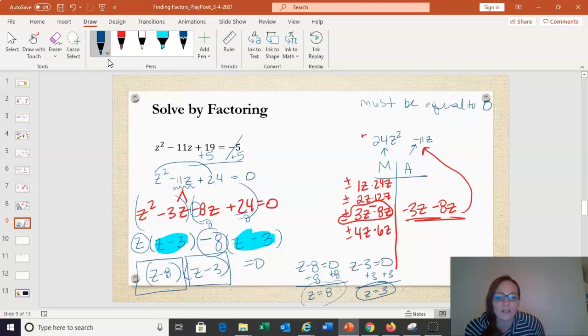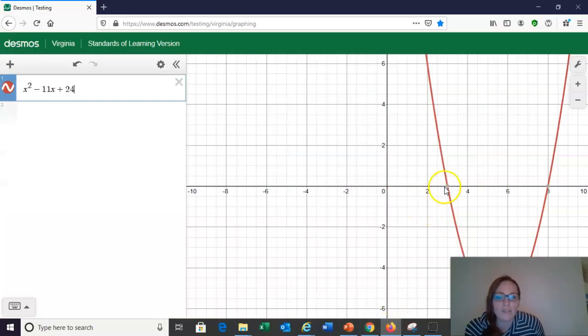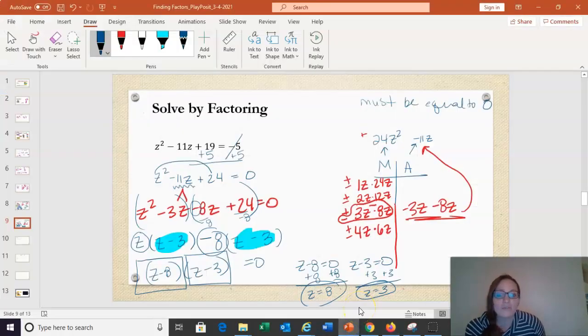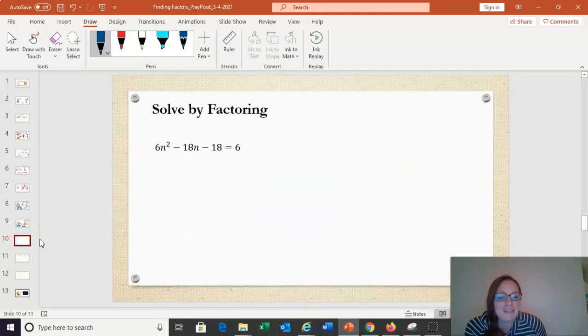Just like we saw when we graphed it here in Desmos. 3 and 8. There it is. So see, you get those solutions once you end up solving. But to get the factors, we have to factor. So z minus 8 is one factor, and z minus 3 is the second factor, because they're being multiplied together. And that's why it's called factoring. So that's pretty cool. All right, let's keep going.